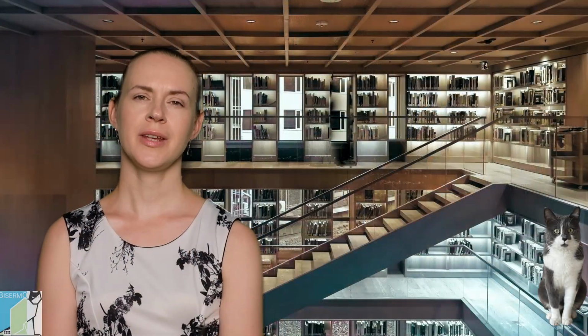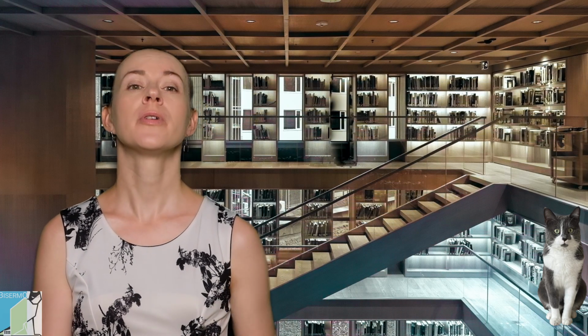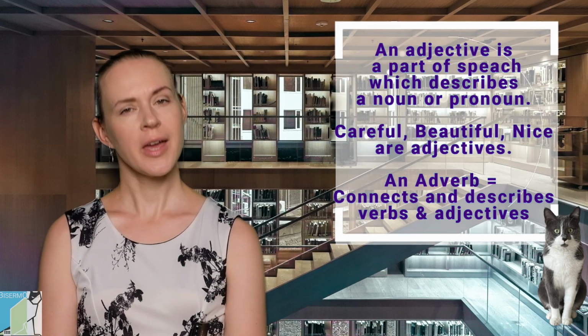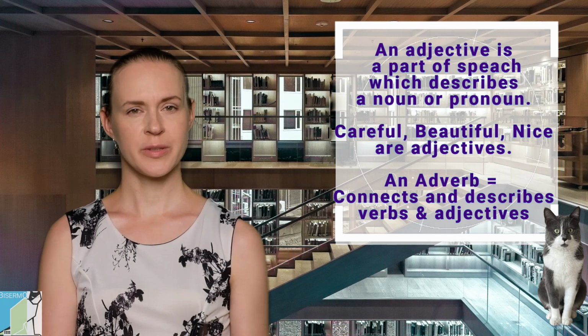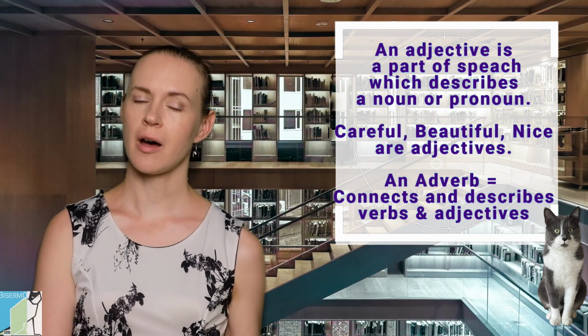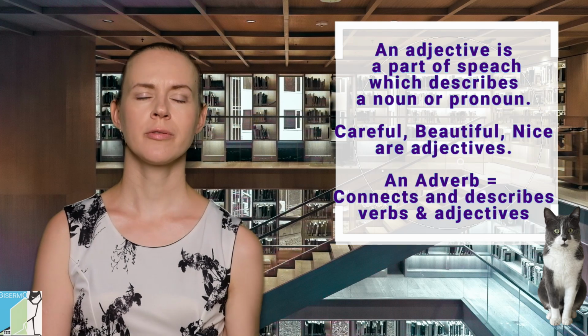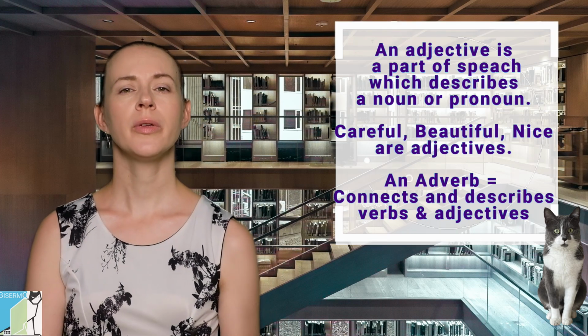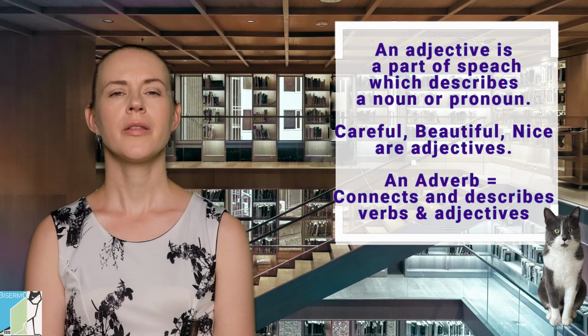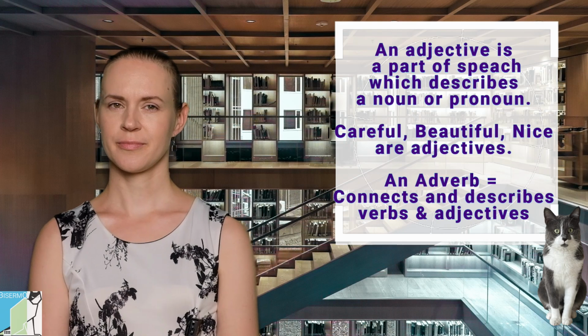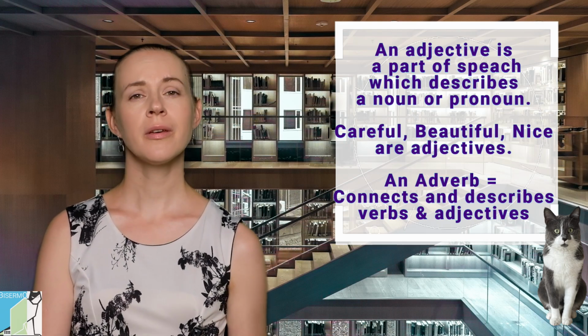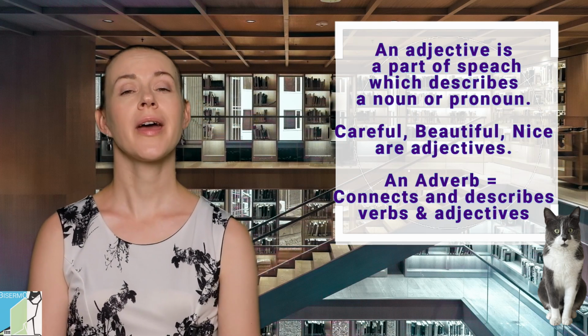We start today with a bit of theory about parts of speech. First of all, our speech consists of different parts. An adjective is a part of speech which describes a noun or pronoun. For example, the careful driver, the beautiful girl, the nice weather. Careful, beautiful, nice are the adjectives here.